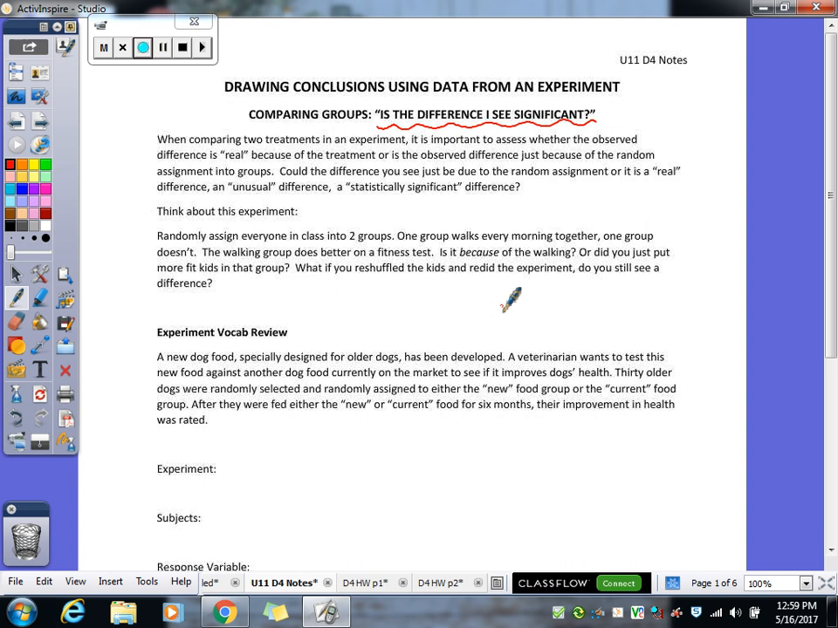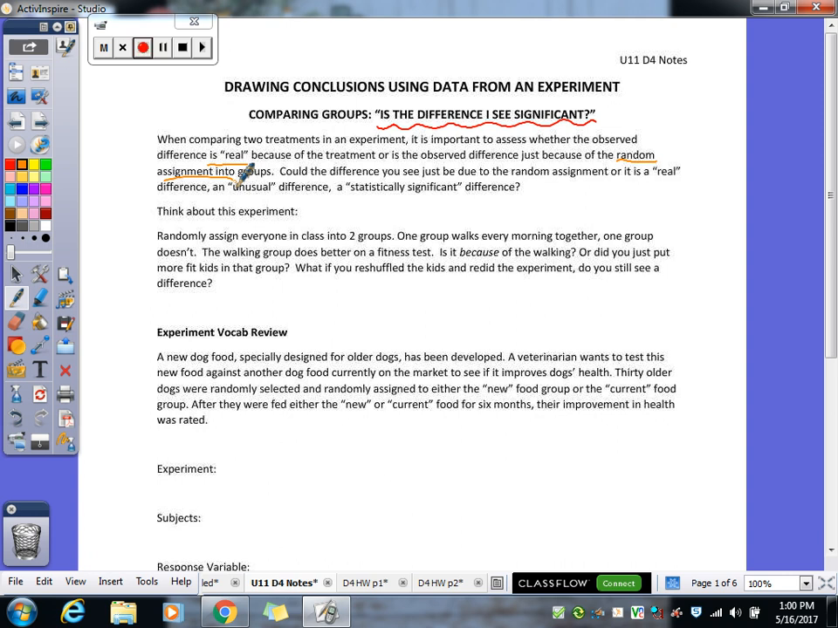So when you're comparing two treatments, it's important to assess whether the observed difference is real because of the treatment, or if it happens to be just random assignment into groups. Could the difference you see be due to the random assignment, or is it a real difference, which is also known as an unusual difference, or a statistically significant difference?